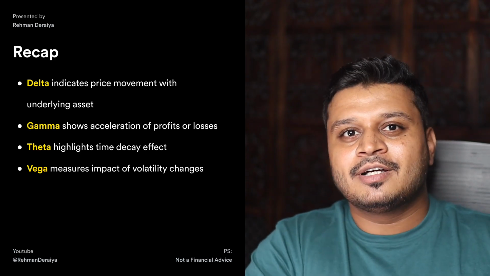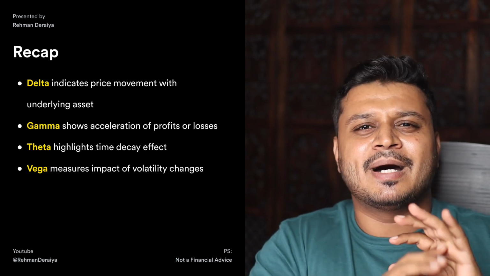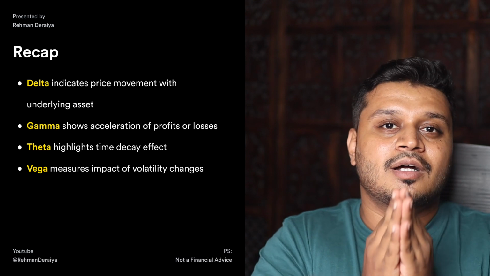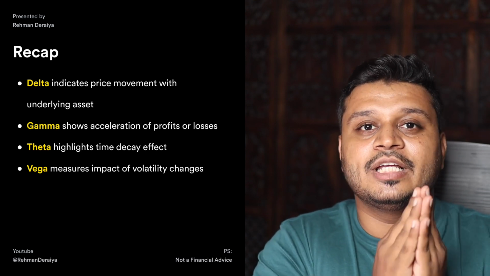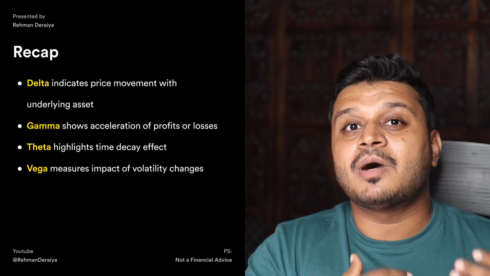So there you have it, my friends. We have explored the key option Greeks: delta, gamma, theta, and Vega. Remember, understanding these Greeks will give you deeper insights into how options behave under different market conditions. I hope you found this video informative. Now, armed with this knowledge, you can make more informed decisions when trading options, whether it's Nifty, Bank Nifty, or any other financial instruments.